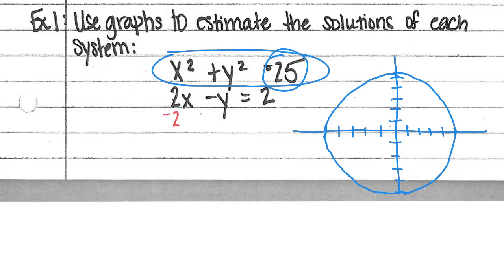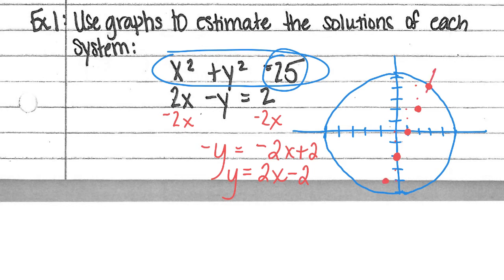The next thing I'm going to graph is a line. So I'm going to start by subtracting the 2x over. I'm just going to make this equal to y. So I have negative 2x plus 2. And if I divide everything through by a negative, I have positive 2x minus 2. So this is going to start here. I'm going to go up 2 over 1, up 2 over 1, up 2 over 1, down 2 to the left 1. So I know that this line is going to go right through there.